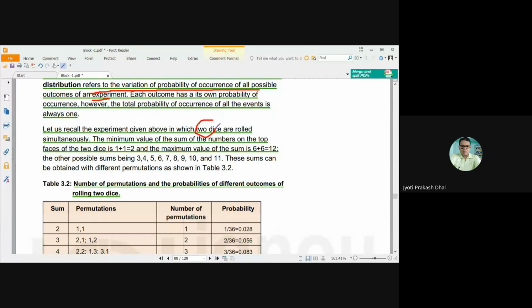Two dice are rolled simultaneously, and the minimum value of the sum of the numbers on the top faces of the two dice is 1 plus 1, that is 2, and the maximum value is 6 plus 6, that is 12. The other possible summations are 3, 4, 5, 6, 7, 8, 9, 10, and 11. So the minimum summation value will be 2, the maximum will be 12, and the other summation values are 3, 4, 5, 6, 7, 8, 9, 10, and 11.